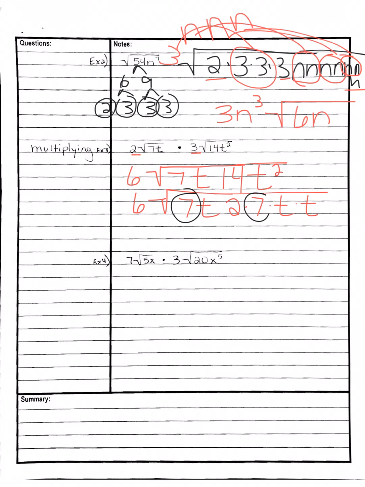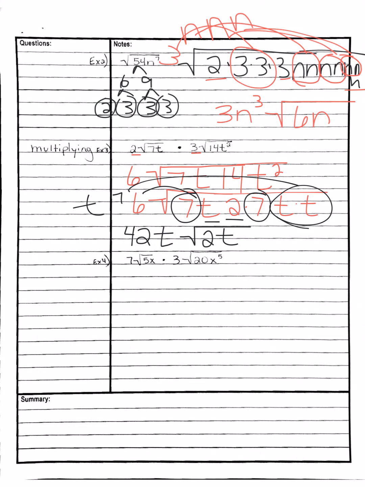So I see I have a 7 and a 7. Well, 7 times 7 is 49. 49 is a perfect square. So we can bring a 7 out front. And we have t times t, or t squared, so we can bring a t out front. And otherwise, all I have left on the inside is 2 and t. So 7 times 6 out front, that's going to be 42t. And inside the radical symbol, we still have 2t. So when we're multiplying, you can just think about multiplying everything together as long as they have the same index.